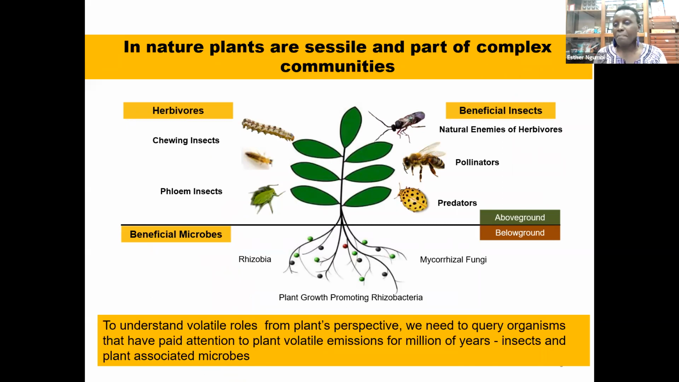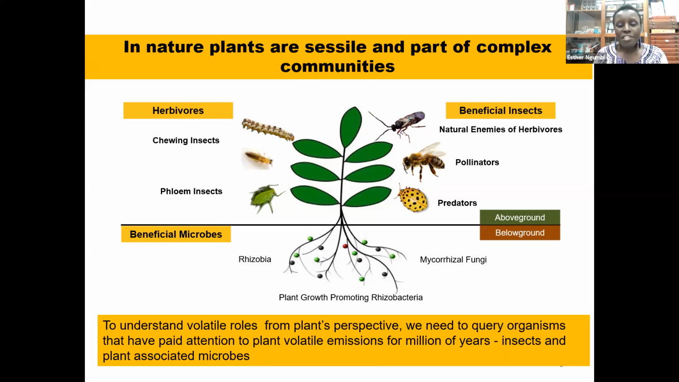And they are a part of very complex communities that we now know include, below the ground, a lot of associations, especially with the beneficial microorganisms, including rhizobia, mycorrhizal fungi, plant growth promoting rhizobacteria. Then also above ground, plants interact with both beneficial insects on one hand, and on the other hand, insect herbivores, which come in many different styles. We have the chewing insects, we have the phloem sucking insects, and many, many more.